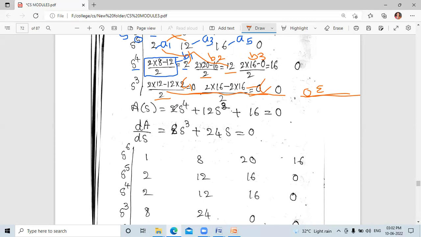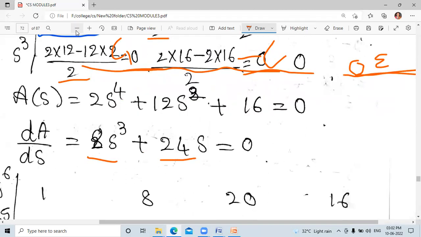A of s equals 2s to the power of 4 plus 12s to the power of 2 plus 16 equals 0. This you differentiate: 2 into 4 into s to the power of 3, so what you will get? 8s cubed. 12 into 2 into s, that is 24s. When you differentiate, you will get 0 for this one.